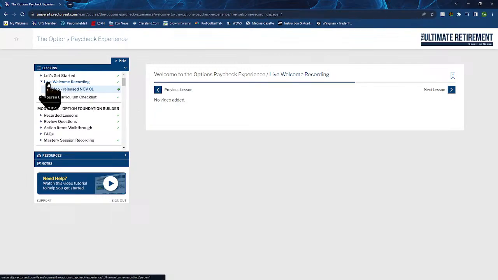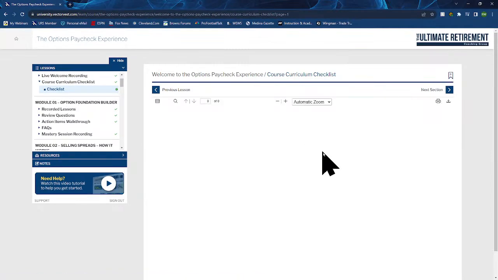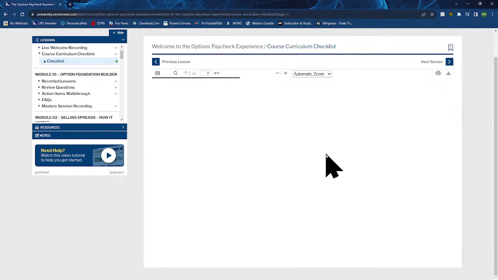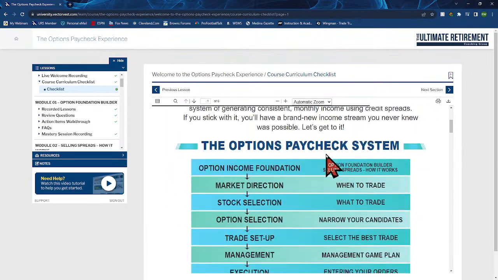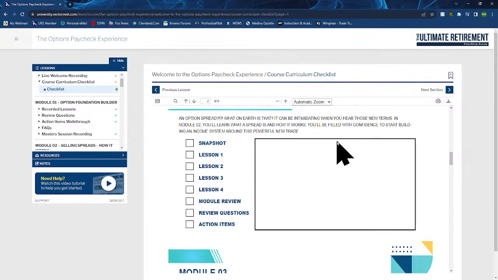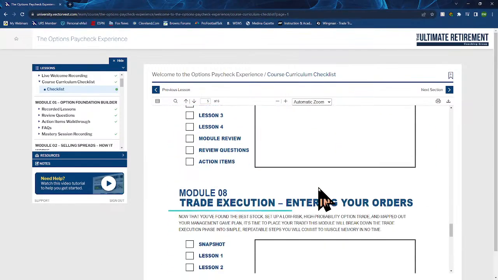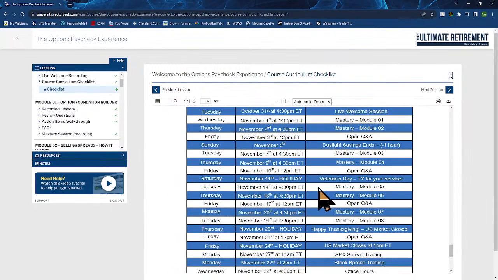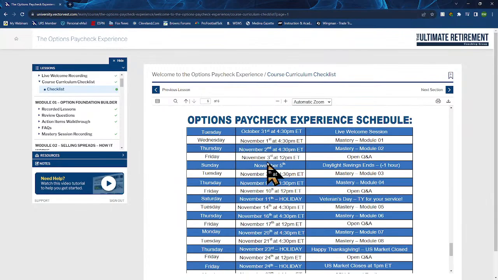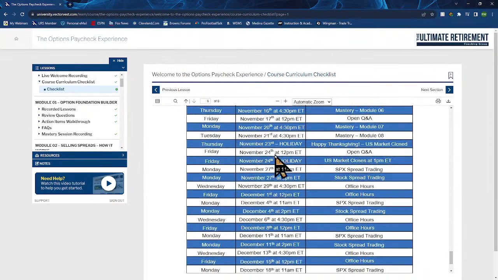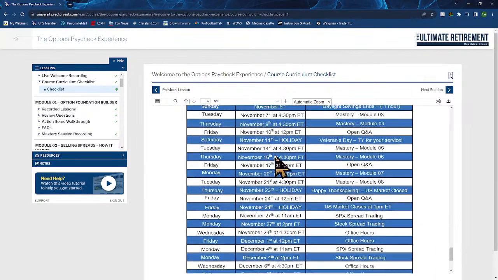And then most importantly in this section, I want to point this out, the course curriculum checklist. This is important because you can put questions in there that you had when you're going through the modules. And, most importantly, it's going to have the schedule. So print that out. There's your schedule of all of our live events through November and through December.